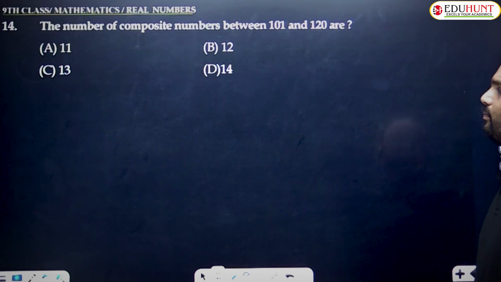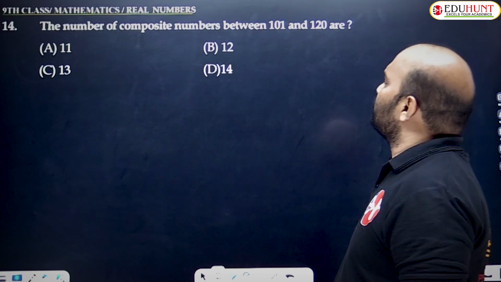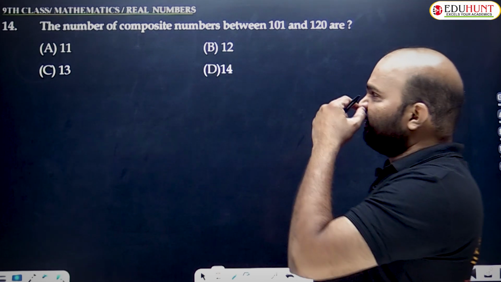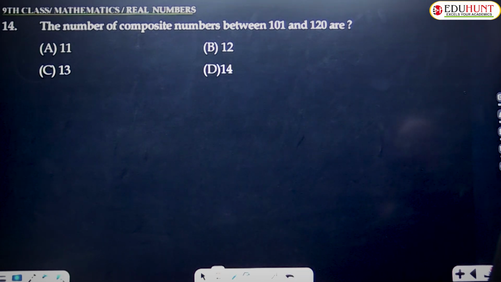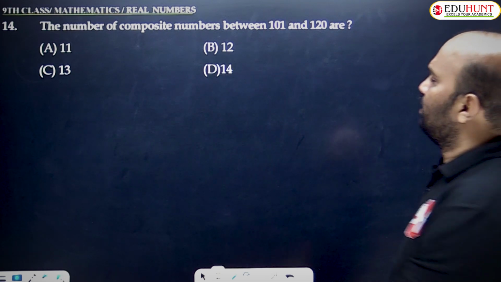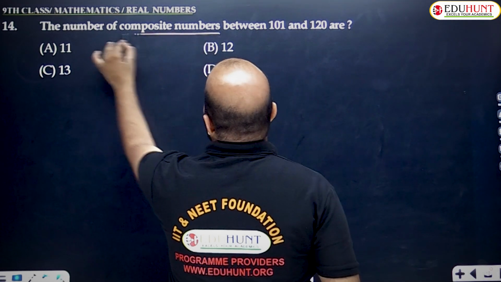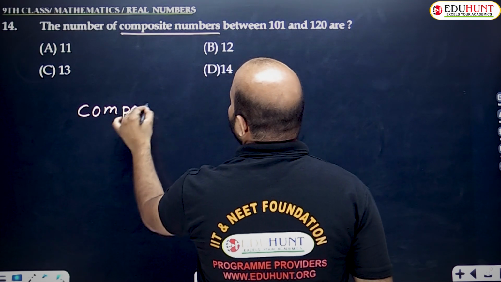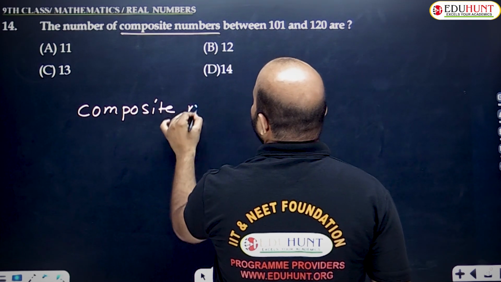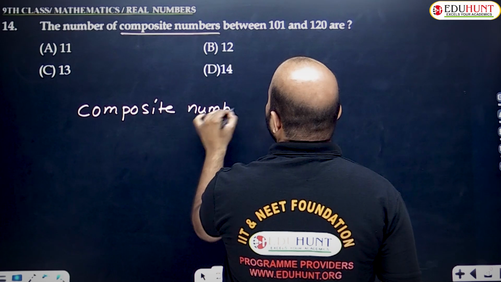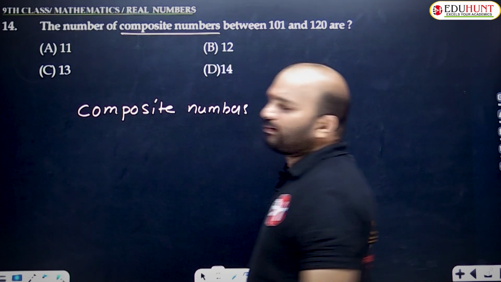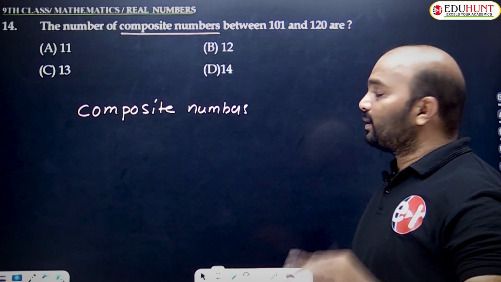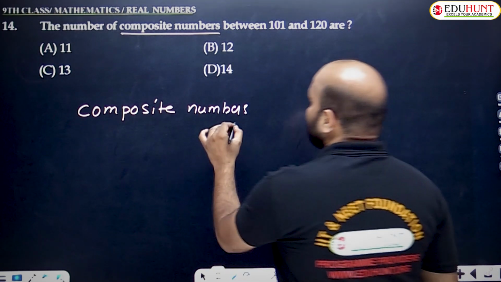Let's go to question number 14. The number of composite numbers between 101 and 120 are: option A 11, option B 12, option C 13, option D 14. So in that case, what am I given? Composite number. So what is the difference between composite number and prime number? A number which contains exactly 2 factors is a prime number. A number which contains more than 2 factors is a composite number.